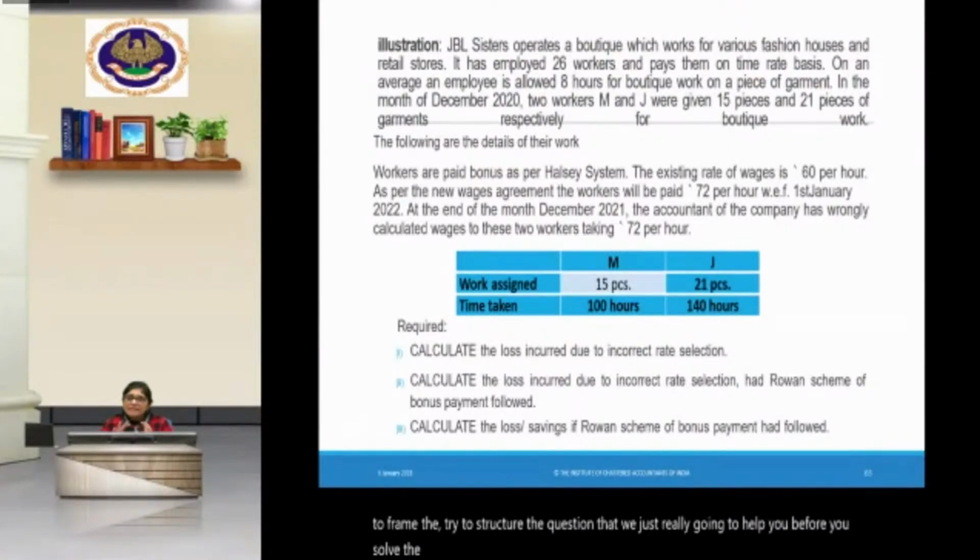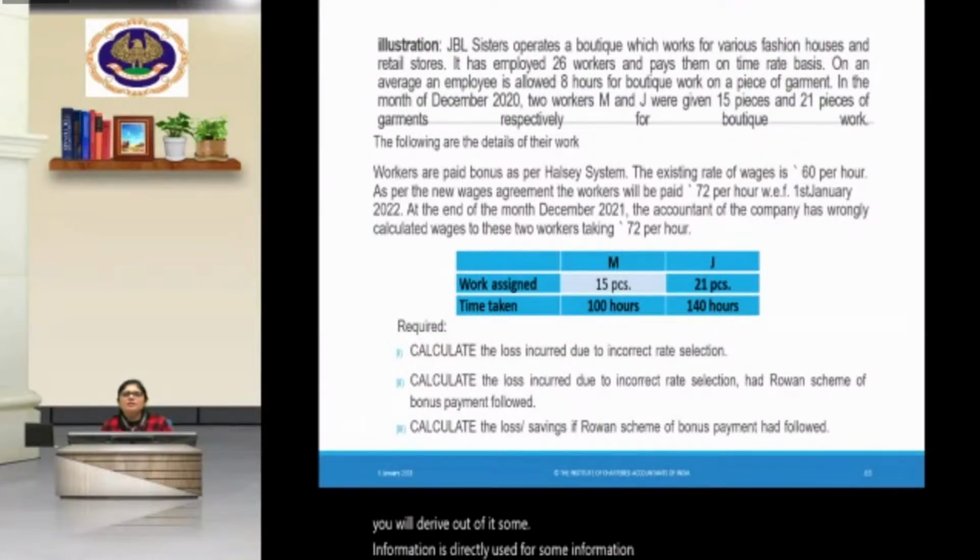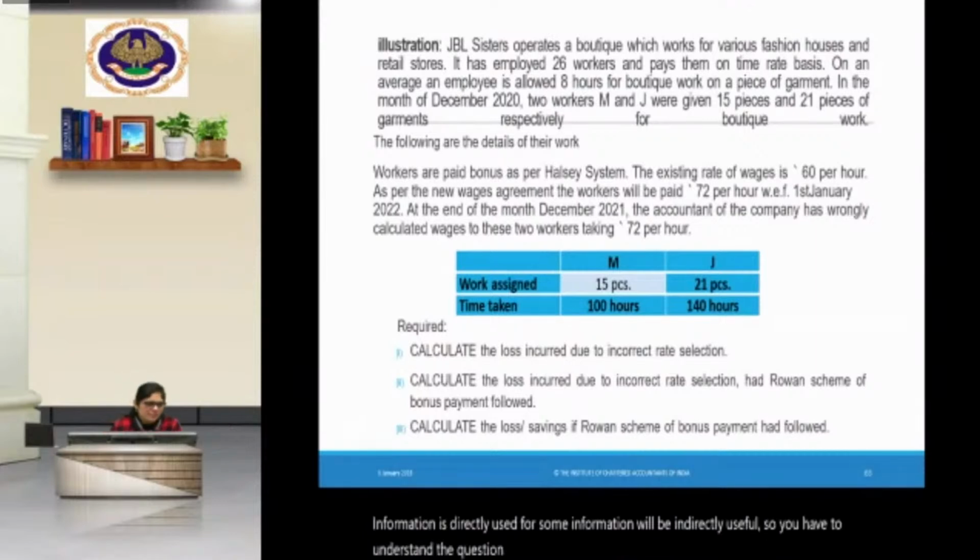So just understand the question. What all is given to you is very important. Because you have to calculate whatever is required in the question from the information which is given in the question. So some information you will derive out of it. Some information is directly useful, some information will be indirectly useful. So you have to understand the question before you solve it. Clear? So let us try to understand this question.